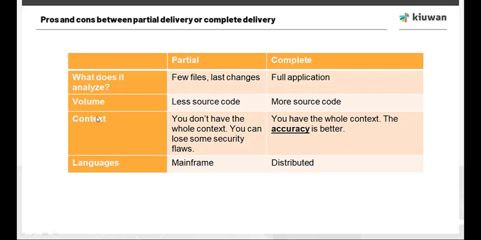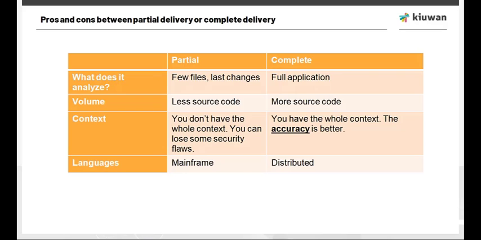But take care with this information here, the context. In a partial analysis, we don't have the whole context of the application, so we can lose some security flaws because we don't have the full information of the application. Imagine the SQL injection that I have explained before.